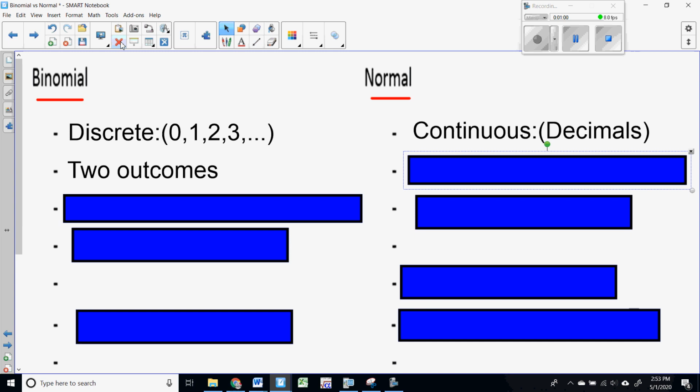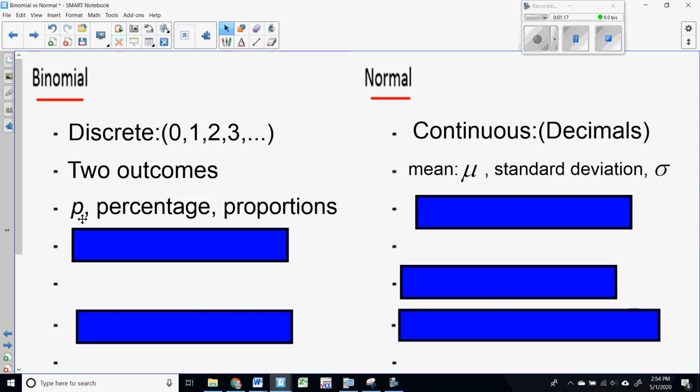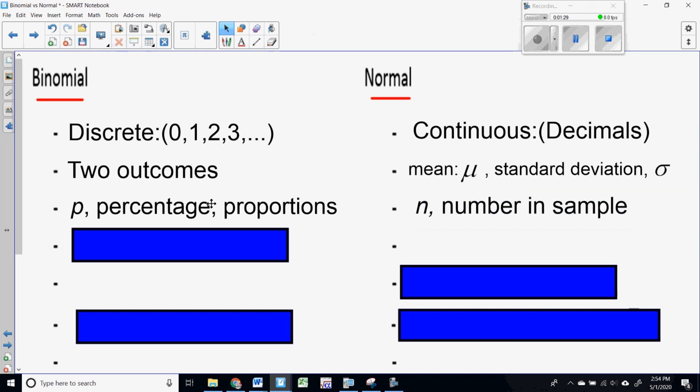When you have a normal, you end up with your mean and your standard deviation. You can have a continuous number of possible data points. You can't necessarily have a mean and a standard deviation as easily for binomial. You're dealing with p, percentages, proportions. Those are the things you're dealing with in binomial. If you're dealing with the mean and standard deviation, now you're dealing with normal.